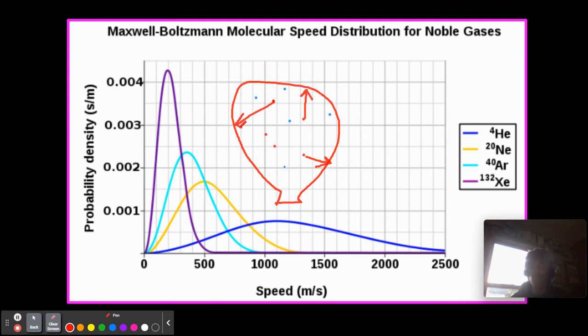Because it's smaller, you're going to have more particles that are going fast, as opposed to xenon, which has very little going that fast. So the probability of some helium hitting the walls is much greater, and therefore a lot of them will, and some will actually get through the walls of the balloon.